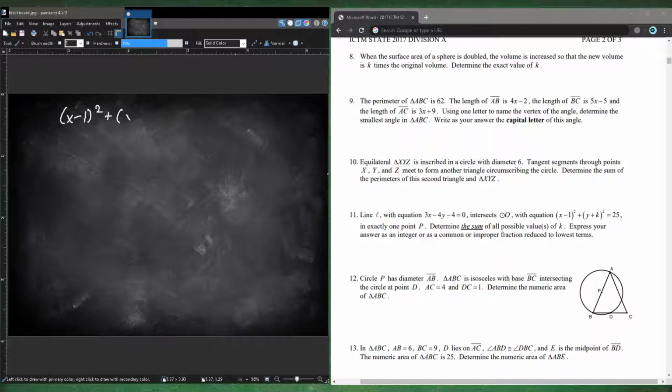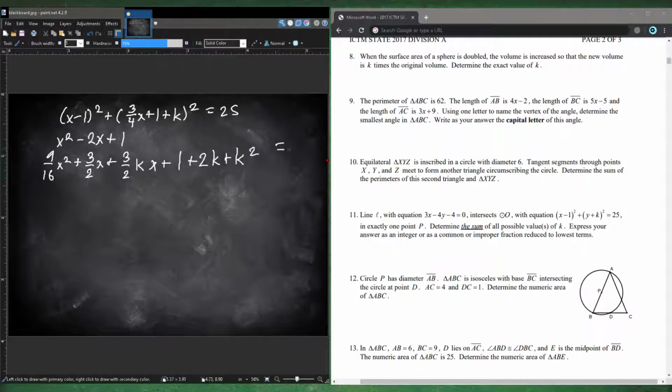So since we're given the line, let's substitute that y in. Move the 4y to the other side and then divide by 4. That'll give us 3/4 x, and then minus 4 divided by 4 is plus 1. And then we set that plus k squared, it's equal to 25. Okay, so this expands out to x squared minus 2x plus 1. And then that's 9/16 x squared plus 3/2 x plus 3/2 kx. Okay, and then plus a 1 plus a 2k and plus k squared. And that should equal 25.